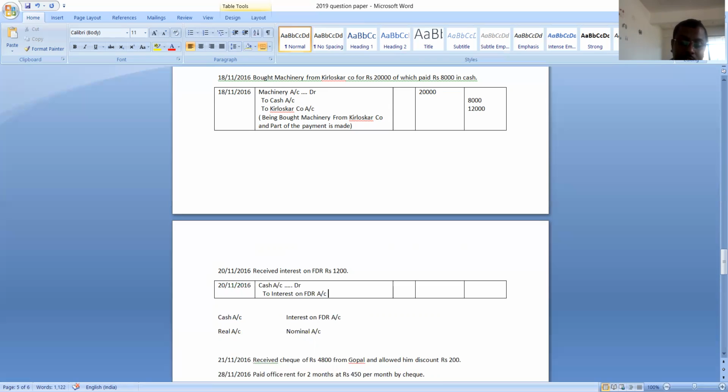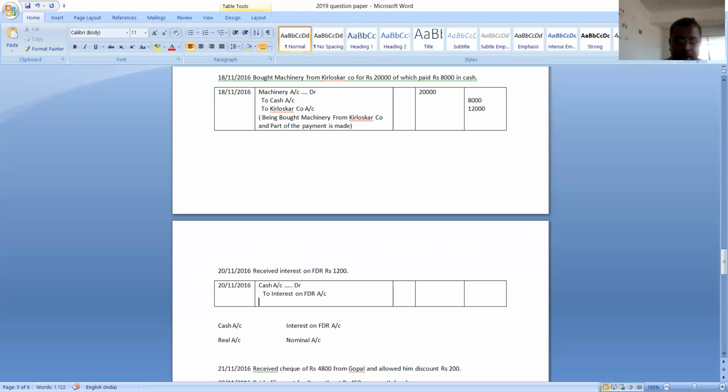Interest on FDR account is a nominal account, and the credit rule of nominal account says that credit all incomes and gains. So here, since interest on FDR is income, it should be credited. In the third line we should write the narration, and that narration starts with "received interest on FDR." Right? Narration in your own words. Okay, what is the amount?